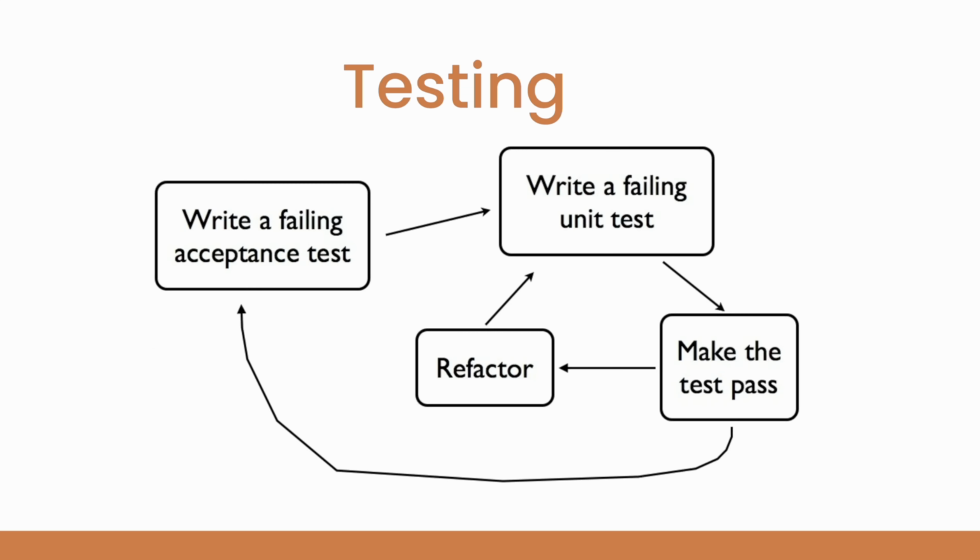One way to do this is by using a double loop TDD approach, for instance, where you first write an acceptance test, can even be a BDD test. In fact, I would often recommend it. Then you write a failing unit test and make the test pass, refactor, until your acceptance test eventually passes too, and then you're done with the use case.